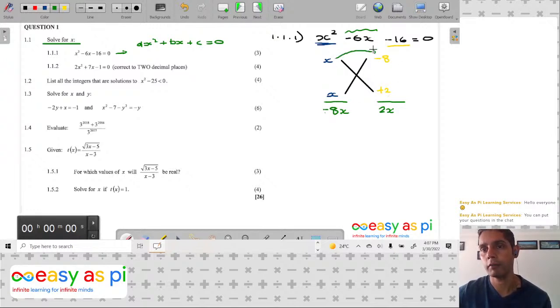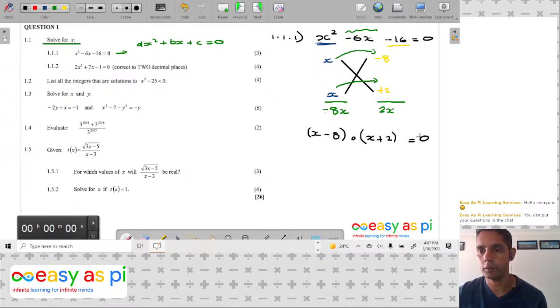So the combination I have is x minus 8, and then I have x plus 2. And of course, what I can do is say x minus 8 multiplied by x plus 2 is equal to 0. And from here, remember, either this is equal to 0, so x minus 8 is equal to 0, so I can then say x is equal to 8, or x can be equal to negative 2, using the same logic, because x plus 2 can be equal to 0.